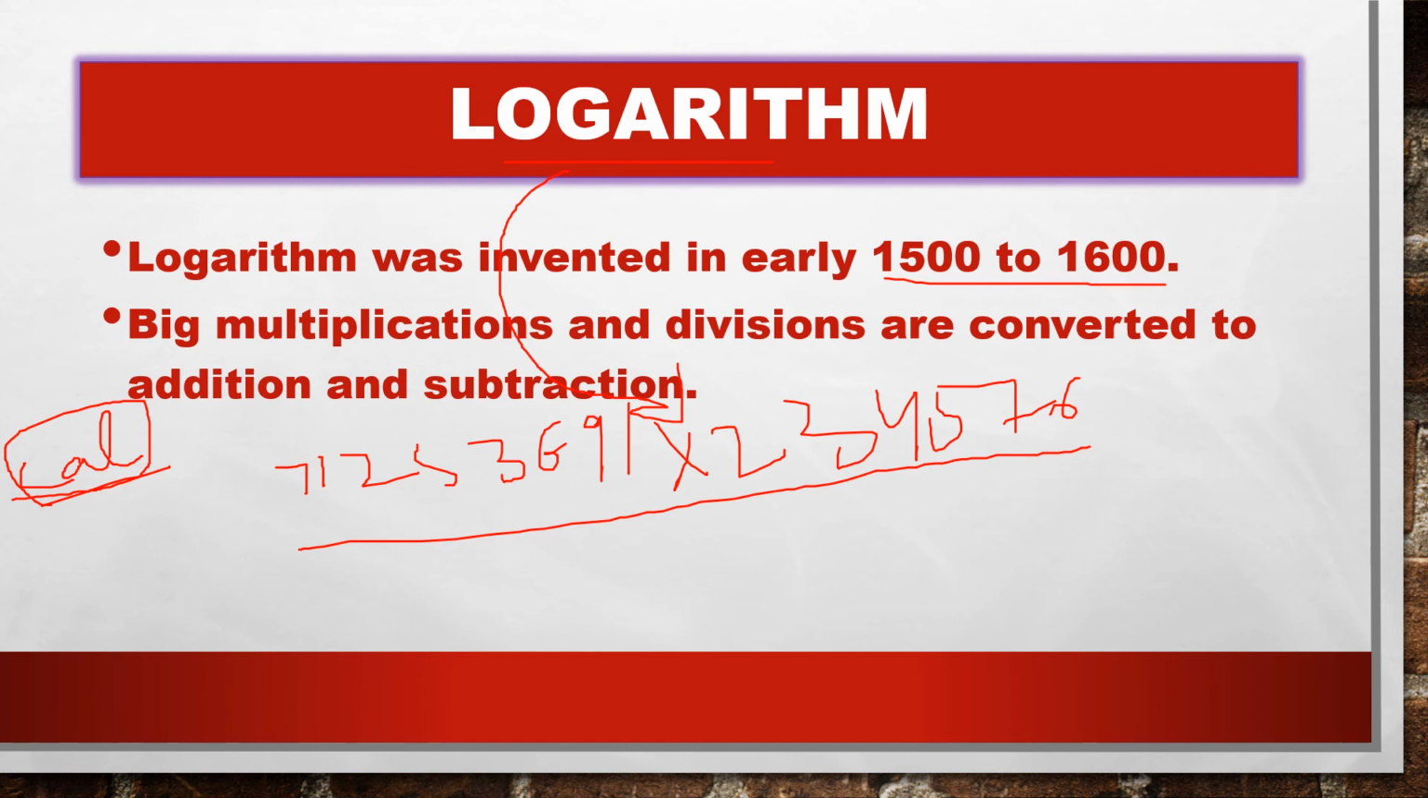How? Multiplications are converted into additions and divisions are converted into subtractions. Such big multiplication problems are solved easily using logarithms with the plus symbol, and divisions are solved using logarithms with the minus symbol. We'll discuss this as we go forward into our exercise and our properties.